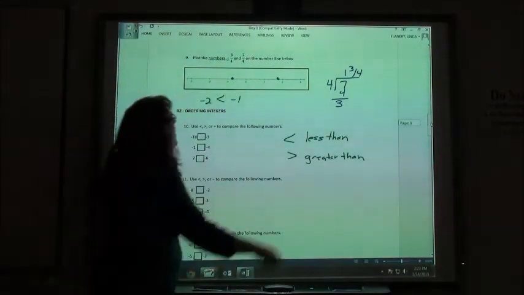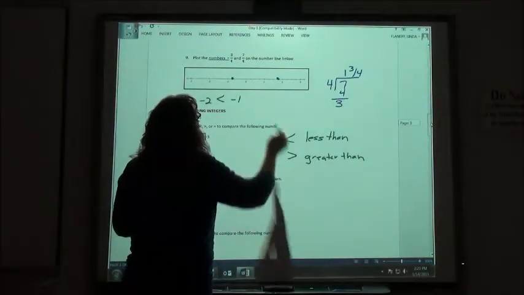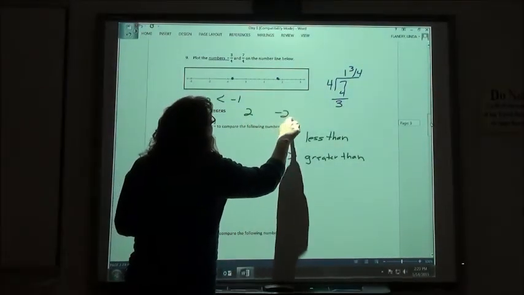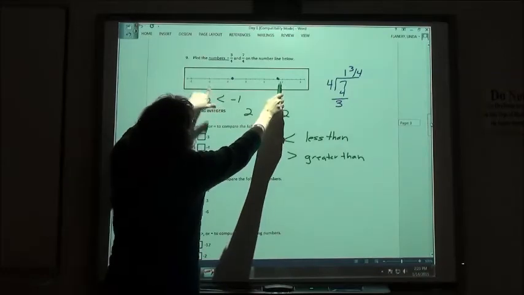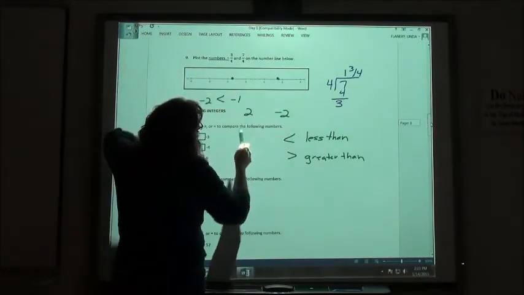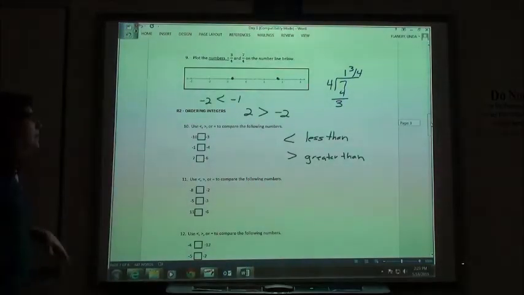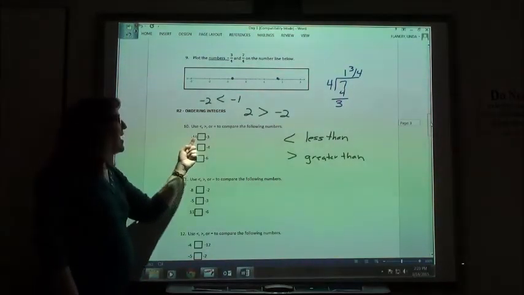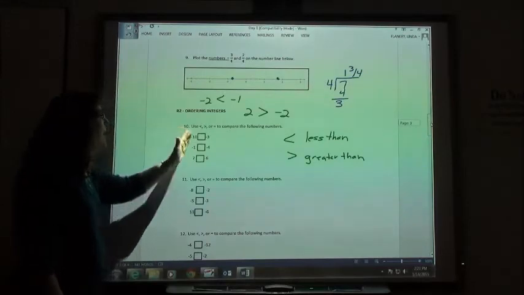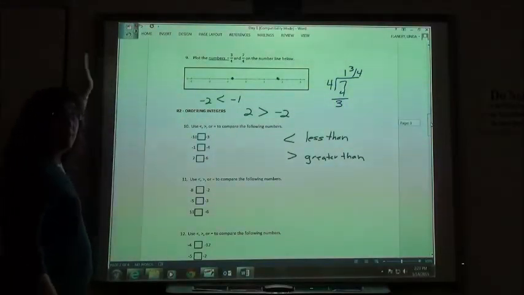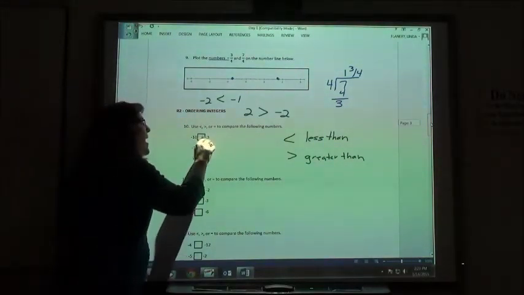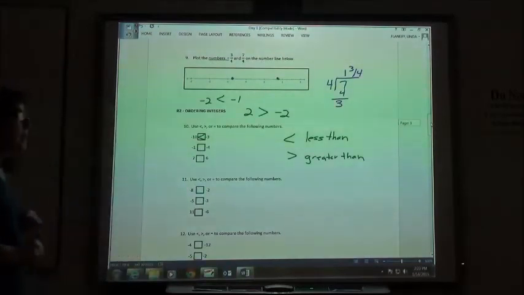If I were comparing, let's say, 2 to -2, 2 is on the right of -2, and it's positive compared to a negative, so it's going to be a greater than. So if I'm comparing -10 to -3, -10 would be way down here. It's going to be on the left side. It has a smaller value than -3 does. If I'm at -10 degrees, it's way colder than -3 degrees.